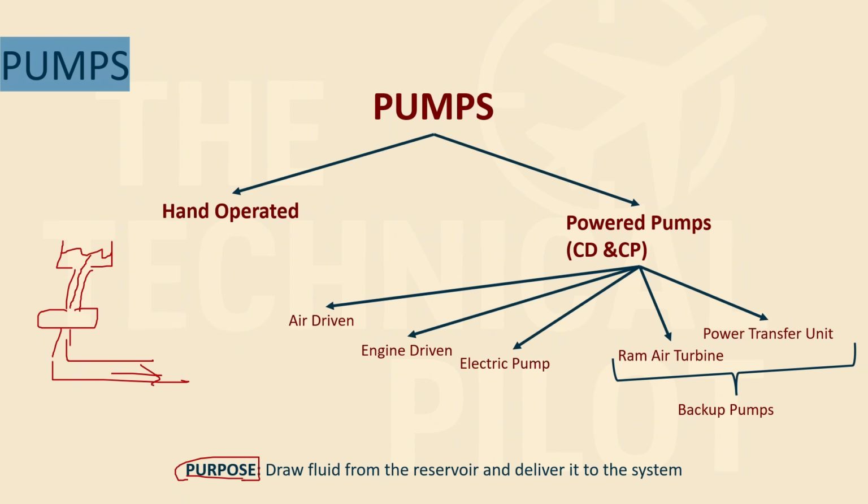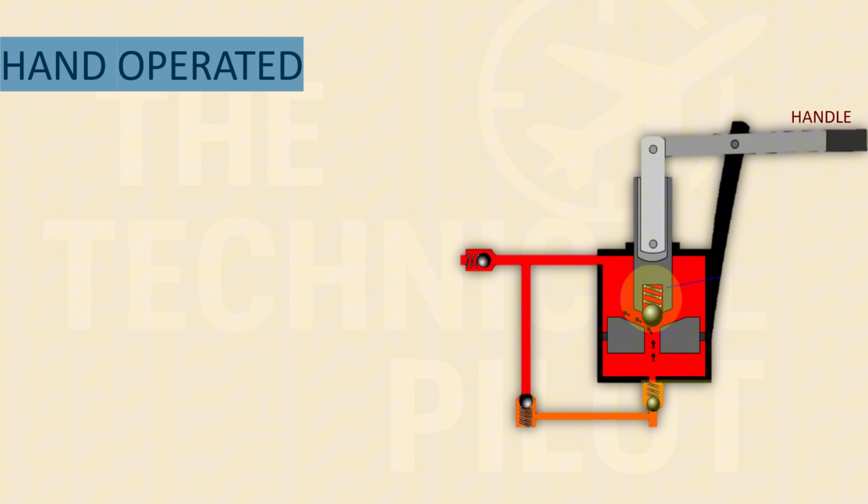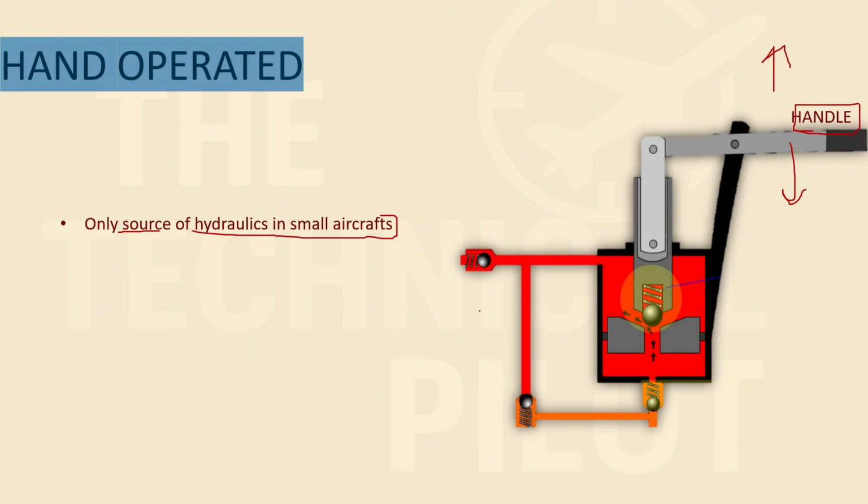Alright, so we don't have to study all of these pumps. We'll just go with hand operated and, in powered pump, these two types, that is your constant delivery and a constant pressure. So one, two, and three. Alright. So hand operated pump, this is the figure. You can see there is a handle over here, and this handle is moved up and down using your own muscle power.